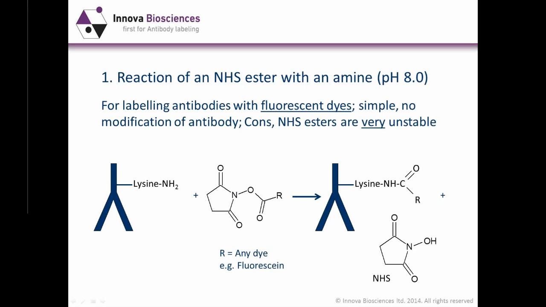Okay, this first reaction then. Reaction of an NHS ester with an amine. These reactions are always carried out at around pH 8. The main application is labeling of antibodies with fluorescent dyes. This reaction is simple. You don't need to modify the antibody with an A group before you can actually make the conjugate. The downside of NHS esters is that they're very unstable, really sensitive to moisture, so you've got to be really careful about how you store these materials.